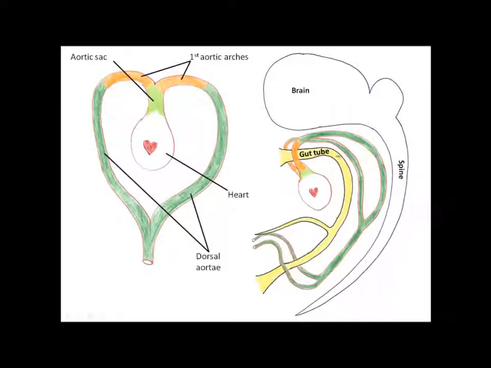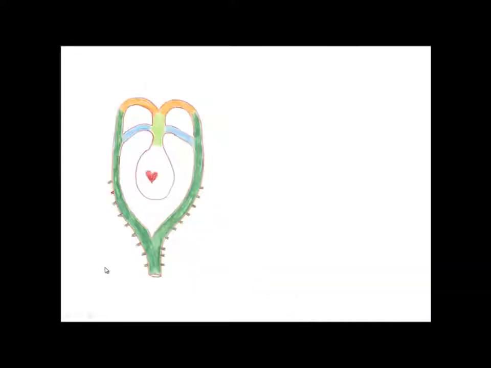This is located dorsal to the gut tube, which is forming here in yellow, but ventral to the developing brain and spine, the central nervous system, which will be shown in blue hereafter. Now we go a little bit further along in development, and this process just starts adding arches. The first arch is still there in orange, but we now have the second aortic arch in sky blue, leading off the aortic sac to the dorsal aorta.